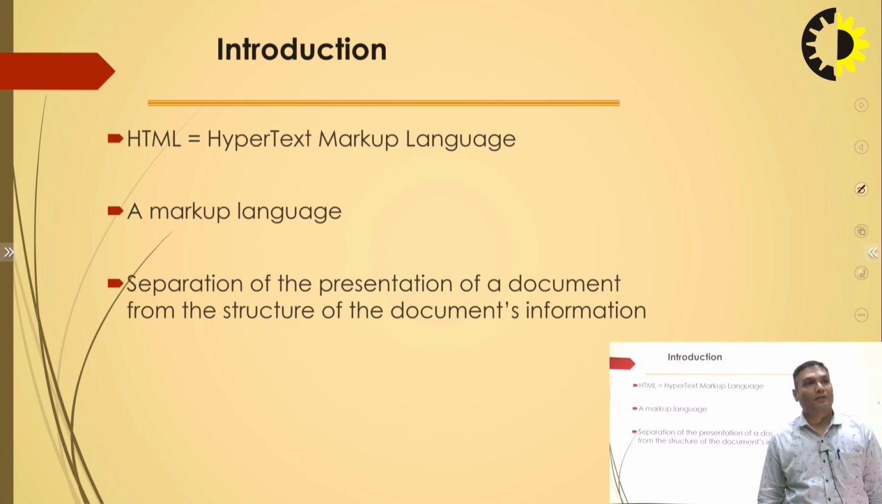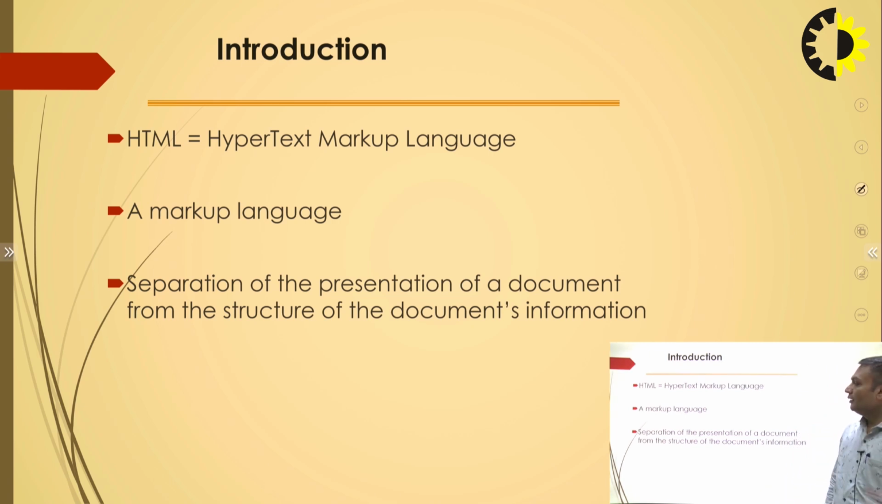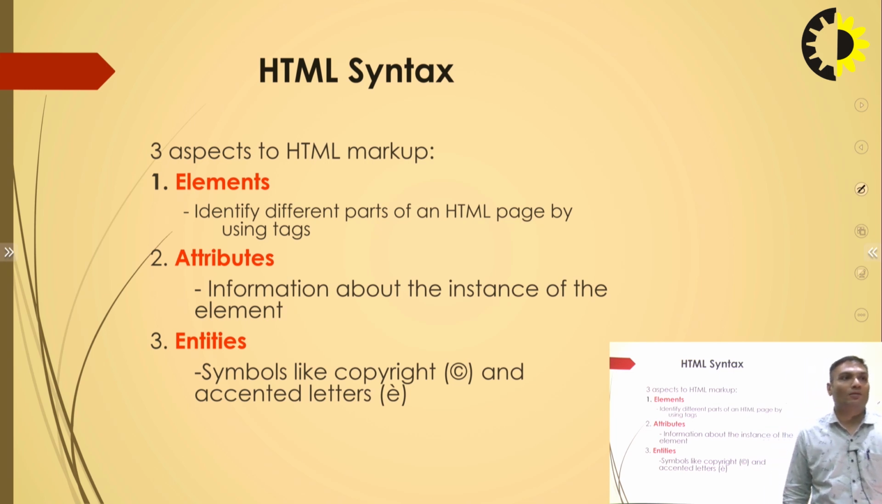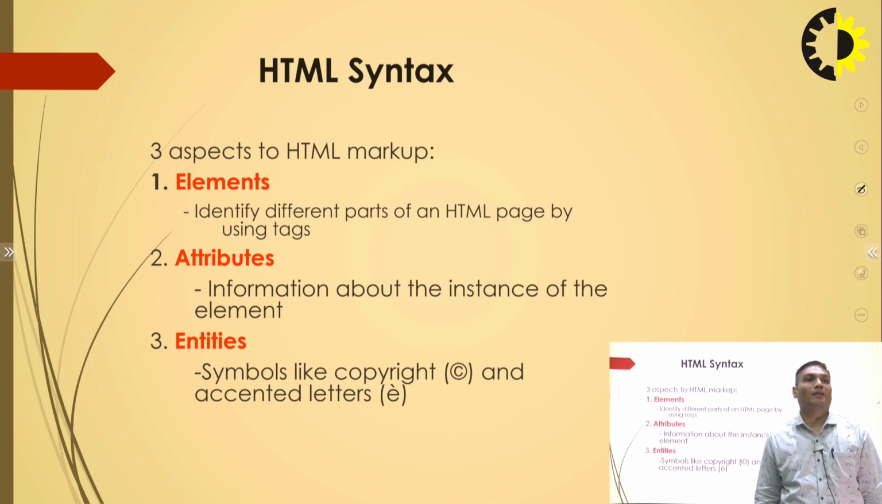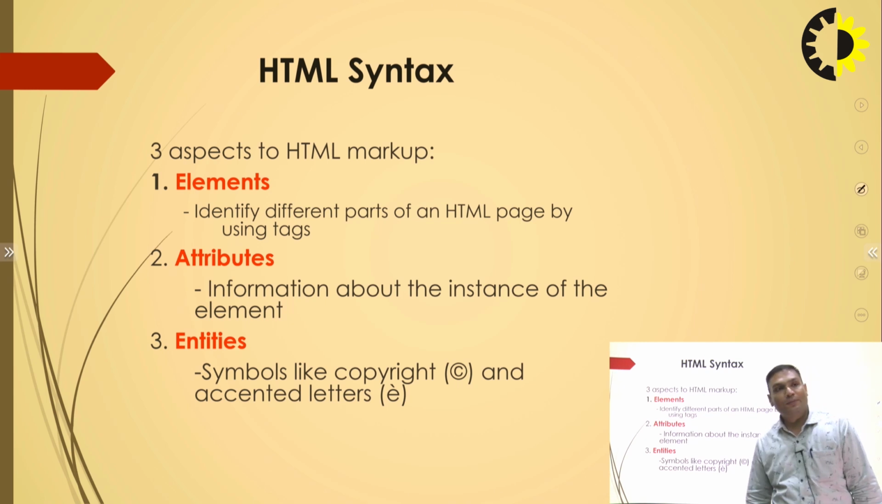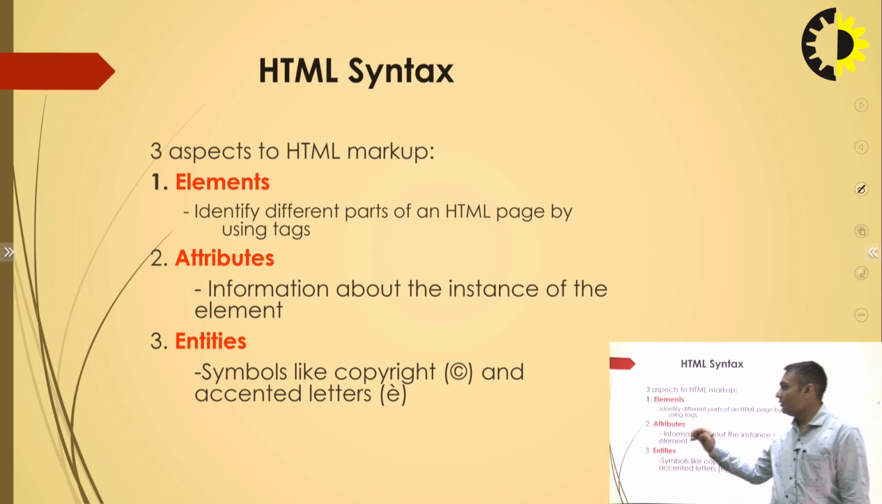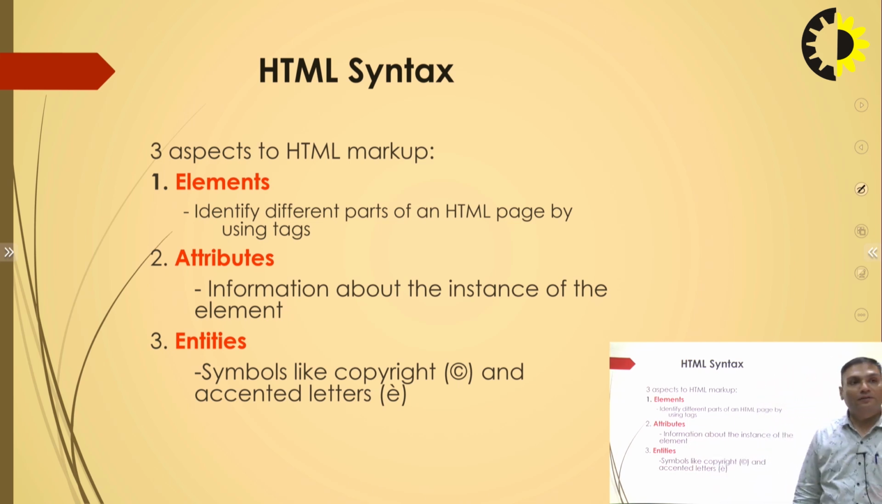So what is HTML? HTML stands for hypertext markup language. It is a kind of markup language that separates the presentation of a document from the structure of the document information. HTML syntax basically has three aspects: HTML elements, attributes, and entities. Elements are the different parts of HTML pages that have tags, the attributes are the information about the instance of an element that is also placed inside the tags, and the entities are the symbols like a copyright symbol, accented letters, etc.